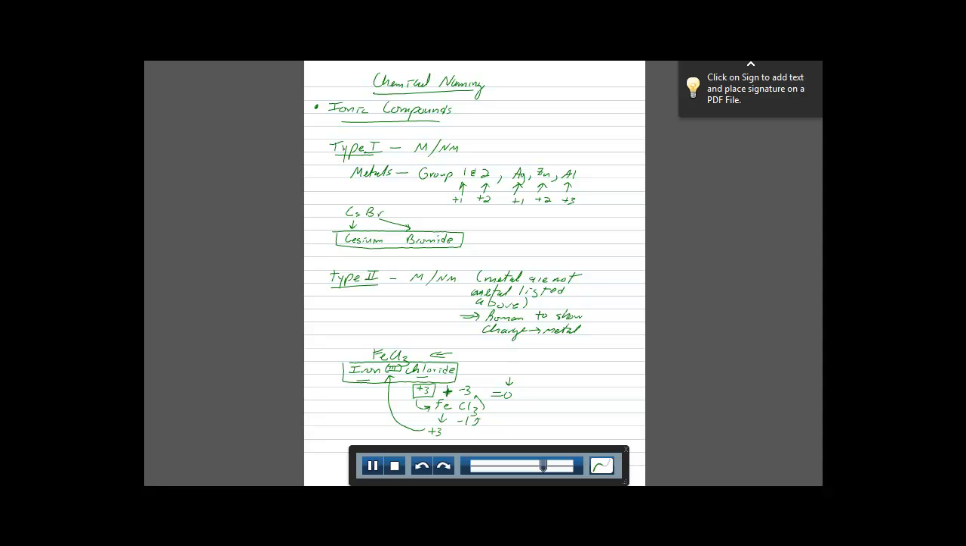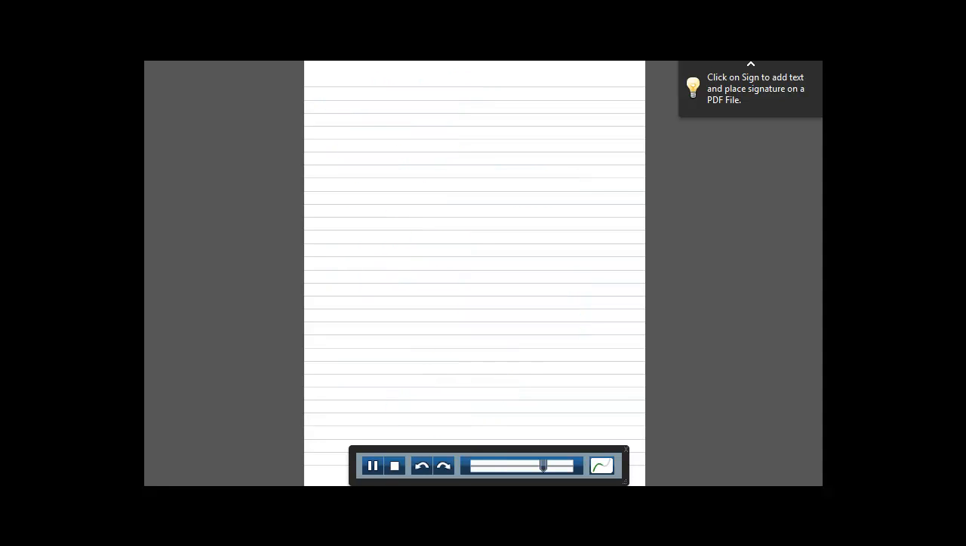Another class of type 2 ions are when we have polyatomic ions. And polyatomic ions are basically named the same as type 1 or type 2, but we simply have ions to deal with, and those ions are polyatomic in nature. For example, CoCO3. Well, Co is cobalt. CO3 is carbonate.